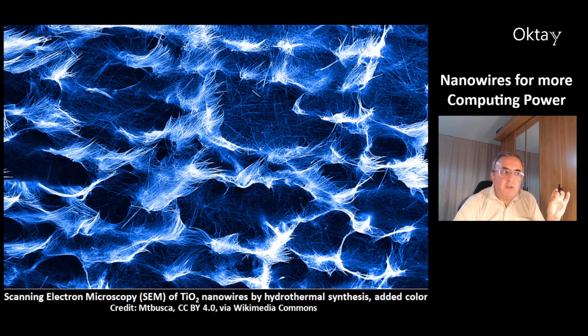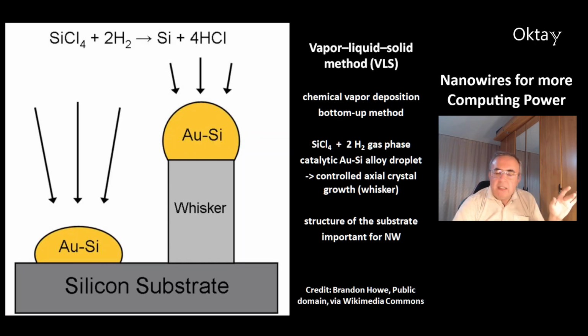This is a scanning electron microscopy picture of titanium dioxide nanowires that were made by hydrothermal synthesis. In this picture, a color was added to show the features of the surface. This is one important method to make nanowires. That's the vapor-liquid-solid method, VLS. This is a chemical vapor deposition method and a bottom-up method. Bottom-up means building the nanowires from smaller units, from atoms.